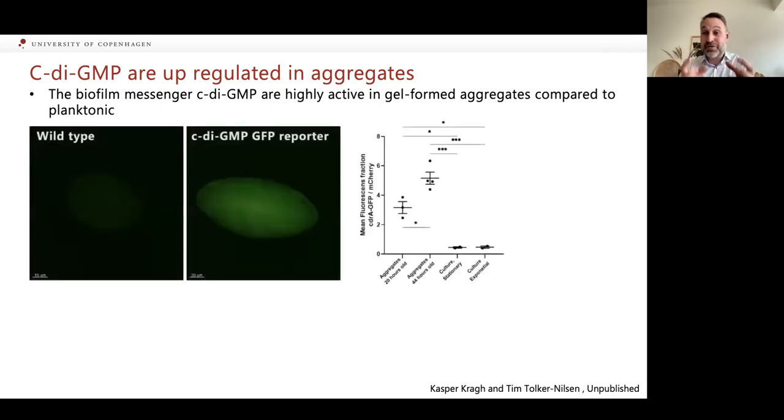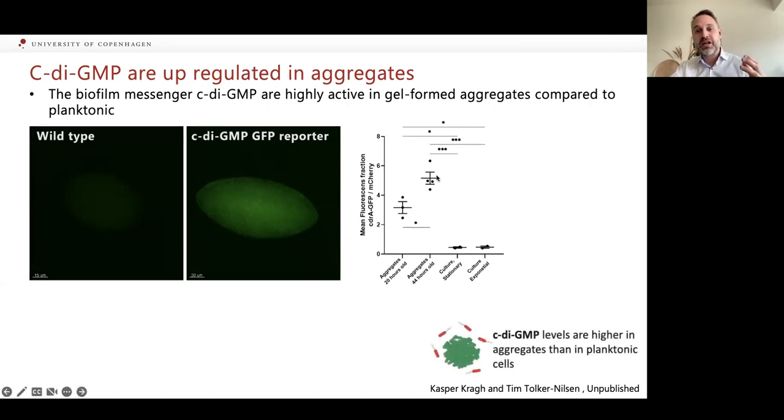We can actually see that if we add a reporter, this reporter will produce GFP if cyclic di-GMP is there. So in this plate model, a very simple aggregate model, we can see that they light up very, very brightly if they are in the aggregate because we forced them together. So they are really feeling the biofilm in their bones. So we can also say that in these aggregates we have these messengers playing a role for the development of these aggregates.